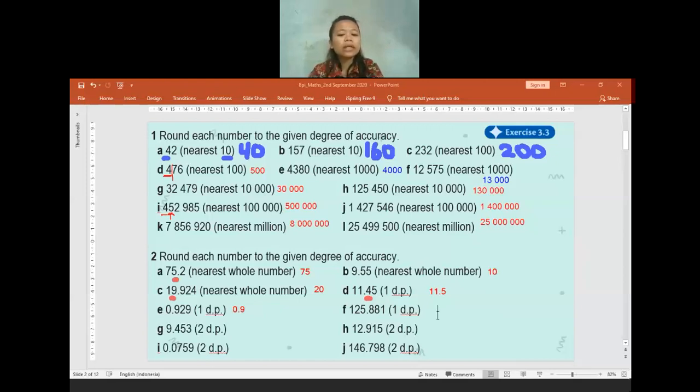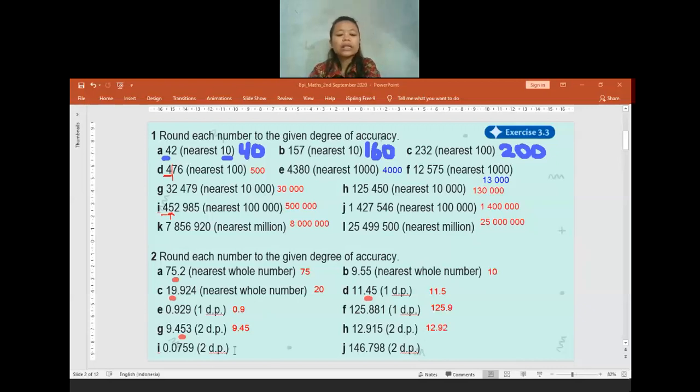And now for question F. If we have 125.881, we round off to the nearest one decimal place. Yes, it will be 125.9. Thank you. For question G, we round off the number to the nearest two decimal places. So we need to find the second decimal place. It will be at number 5. You look at the digit next to 5, which is 3. So it means the 5 will remain the same. So it will be 9.45. Thank you. For question H, how much will it be? Yes, it will be 12.92, correct?